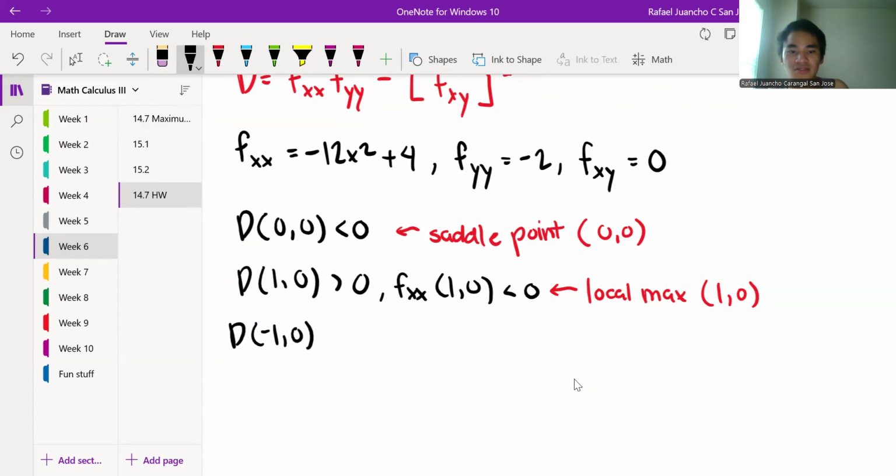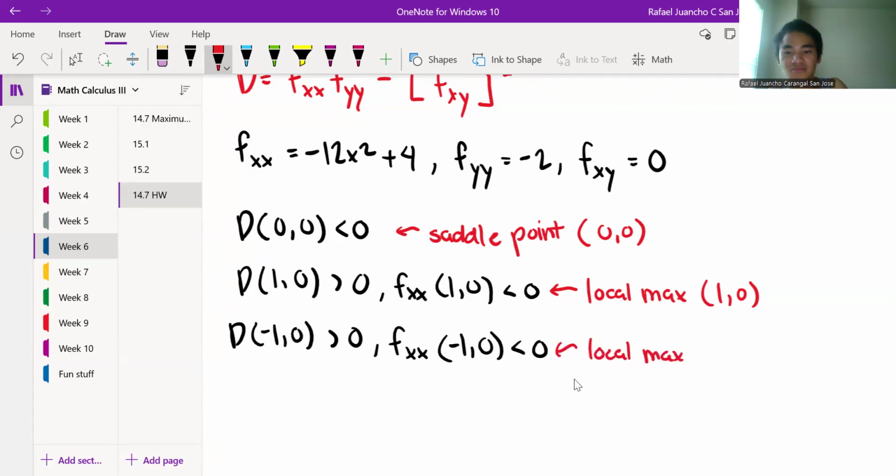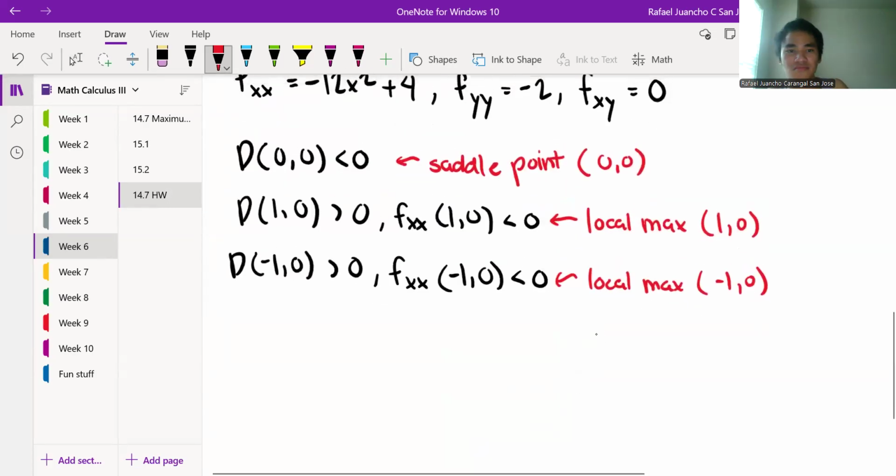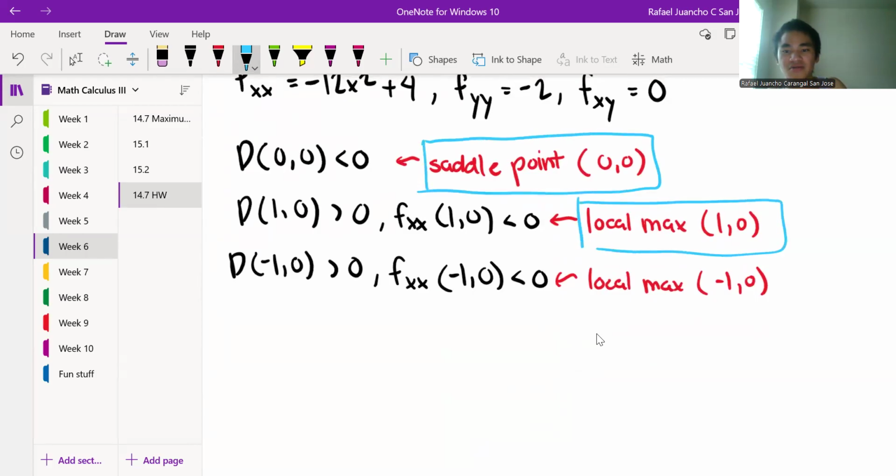And here, what do I get? Here, this is negative 1, and I actually get the same thing. I get negative 8 times negative 2, so I get 16. This is actually greater, and then here it's kind of the same thing. So this is less, and so this is also a local max. And so those are my answers.